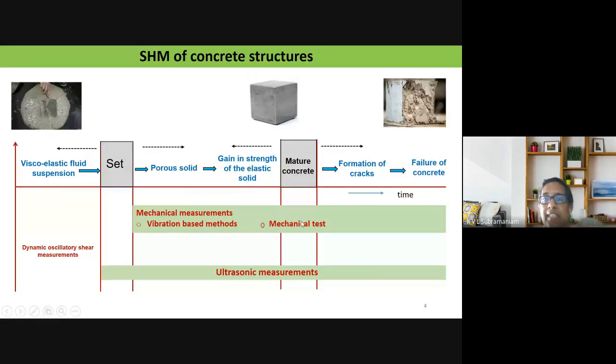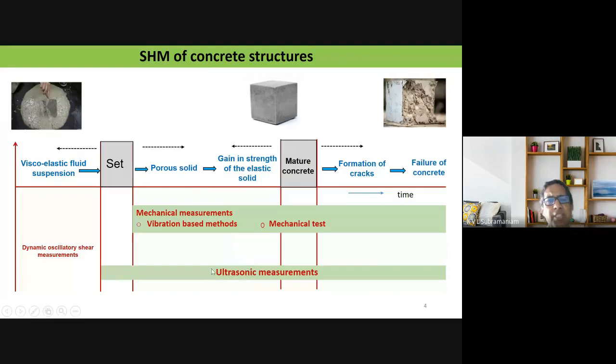So, and then of course we can do mechanical testing, but again, these are not in situ. So they're typically, you take a sample from the structure and test it in the lab. Although vibration-based measurements can be applied to the structure as a whole, they're used typically for structural health monitoring measurements.